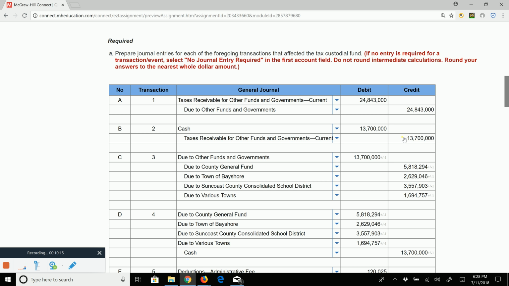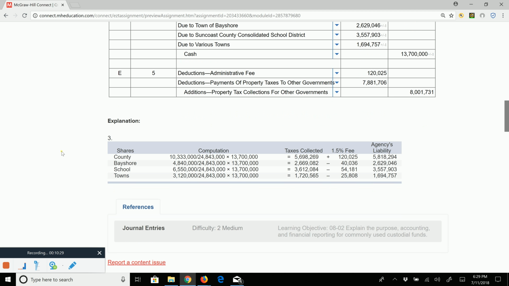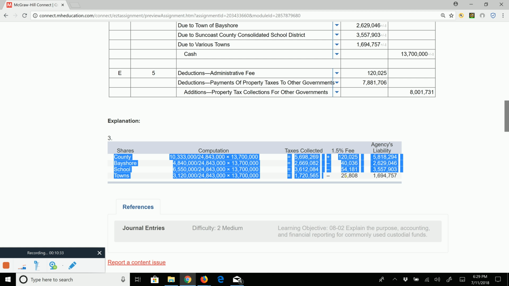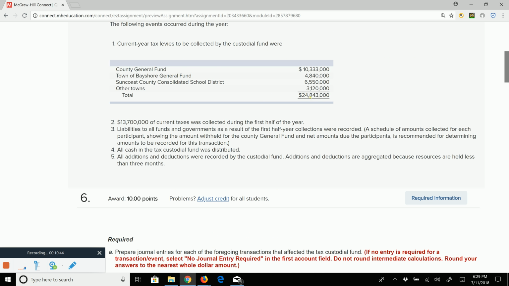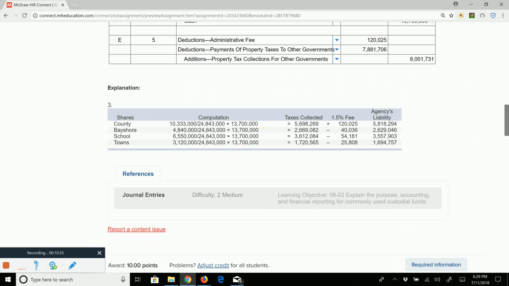Now, what we need to do is figure out, of that $13.7 million, what percentage goes to which of the governments we're collecting for. So the best way to do that is to put some sort of chart together that looks similar to this. And you can see I'm highlighting how to calculate that. So the county, if you go back up to the original $24,843,000, the county was $10,333,000 of it. The town was $4,840,000. School district $6,550,000, and the other towns $3,120,000. So what you're going to do is take those amounts and divide them by the total tax levy. That gives you a percentage, an allocation percentage.